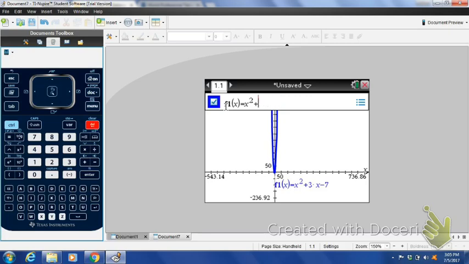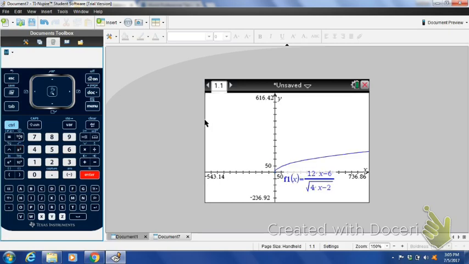So let's erase this. We're going to hit tab and up, right? And then do control division. And then we get 12x minus 6 in the numerator. And then the denominator is going to be control x squared, the square root of 4x minus 2. And it doesn't look like much because we're really zoomed out.